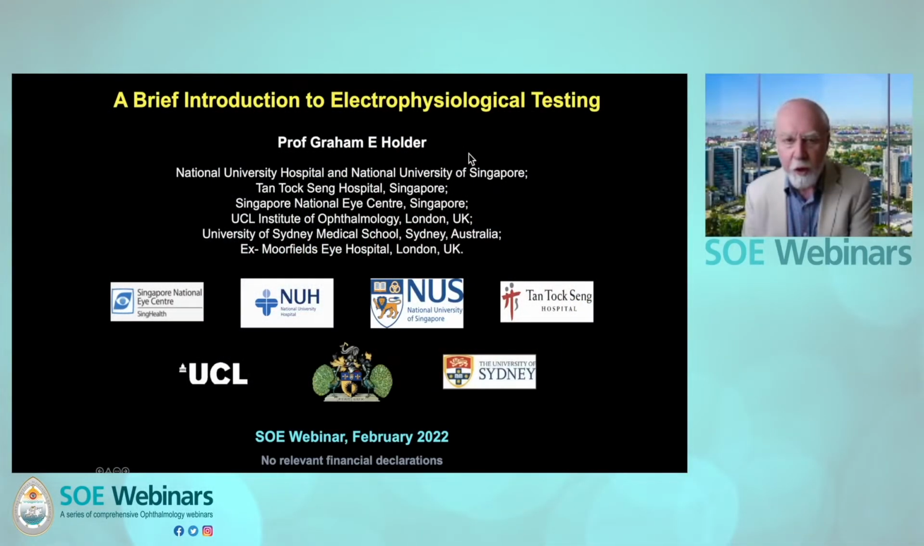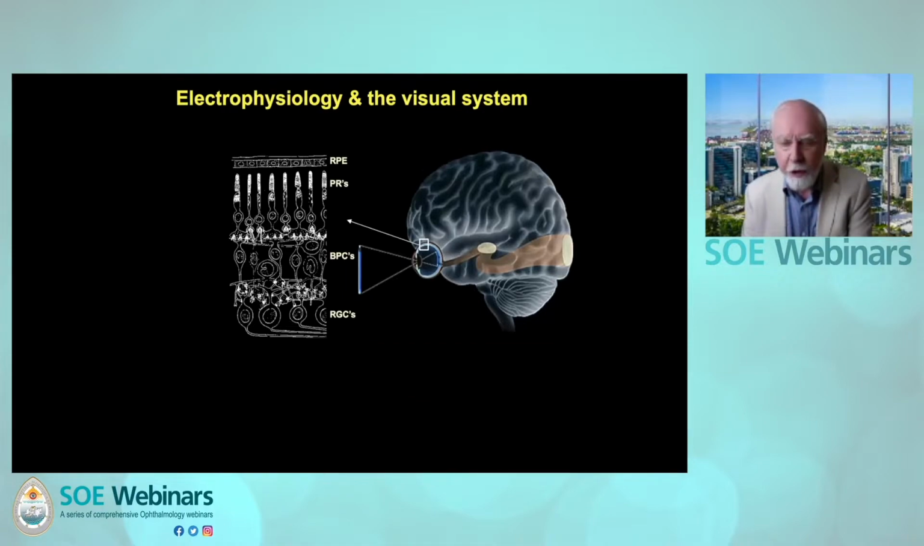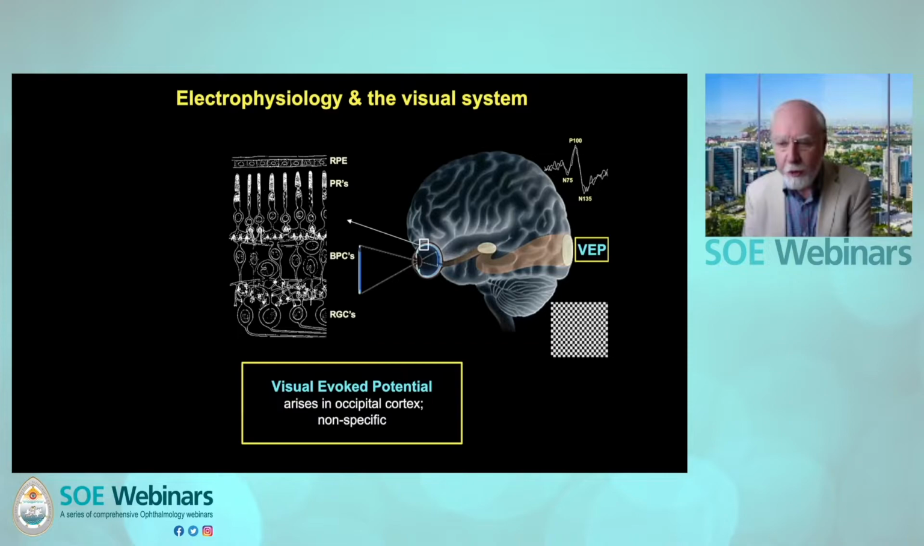Good evening. We'll start with an introduction to electrophysiological testing. You will be familiar with the anatomy of the visual system. The visual evoked potential, the response to a fluorescent checkerboard or to a luminance stimulus, arises in the occipital cortex, but is non-specific. Arising at the cortical level, it can be affected by anywhere anterior in the visual pathway to the cortex, including the chiasm, the optic nerve, but also the macula, inappropriate refraction, vitreous opacities, etc.